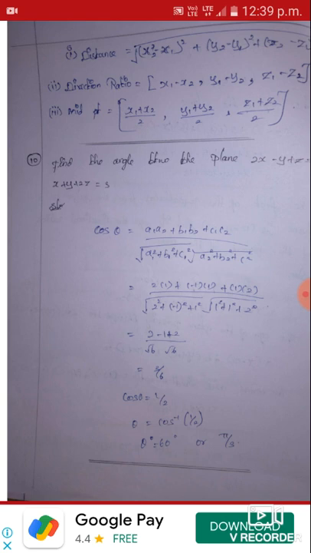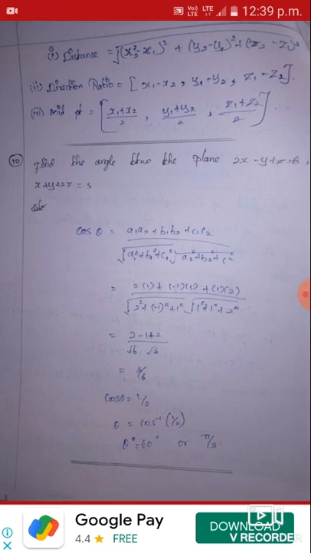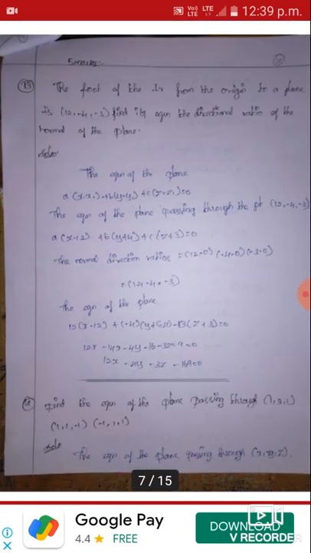Find the angle between the planes 2x - y + z = 6 and x + y + 2z = 3. We have to take a formula, that is cos theta equal to (a1 a2 + b1 b2 + c1 c2) divided by root of (a1 square + b1 square + c1 square) into root of (a2 square + b2 square + c2 square). We get cos theta equal to 1 by 2, that is theta equal to cos inverse of 1 by 2, that is theta equal to 60 degrees.